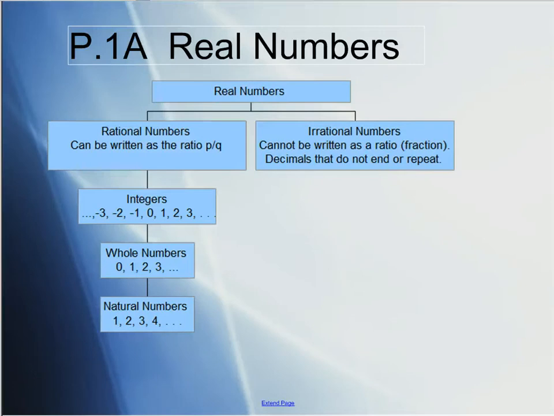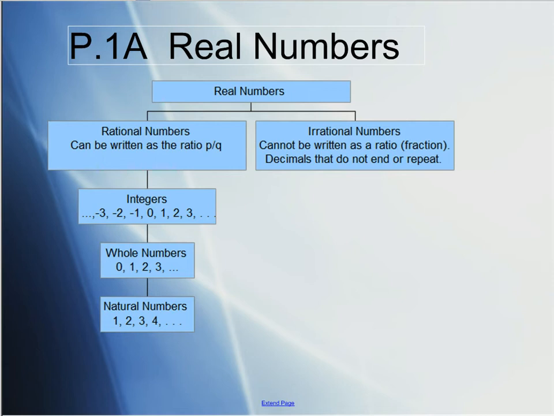Rational numbers can be written as a fraction or a ratio. Irrational numbers cannot be written as a fraction. They are numbers that do not end and they do not repeat. For example, pi is an irrational number, 3.14159265535 and so on.